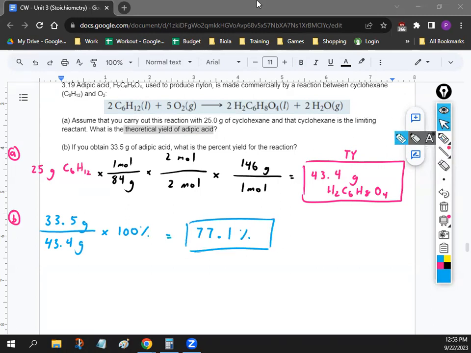Dude, 77% is actually a pretty good yield. I mean, it depends on what you're making. But corporations spend millions of dollars trying to push up their percent yields by 1 to 2%. Because if you make something at scale, that could be pounds and pounds of it, tons and tons over time, and depending on the drug, millions of dollars. So there is a big incentive to make these processes more efficient. Yeah, that's pretty much what chemical engineering is.